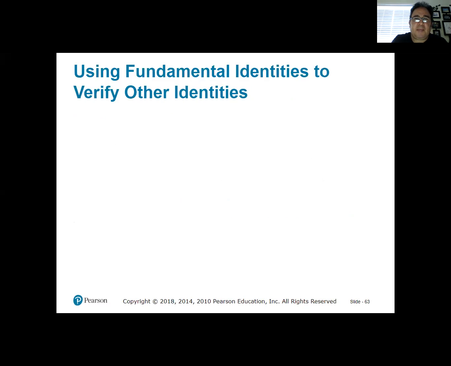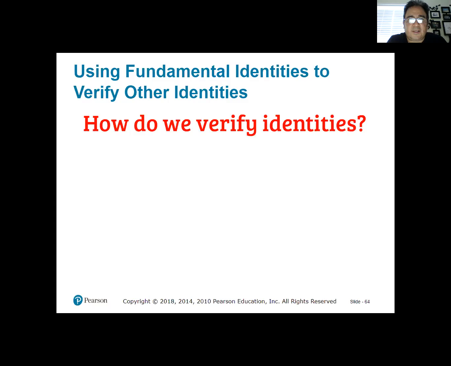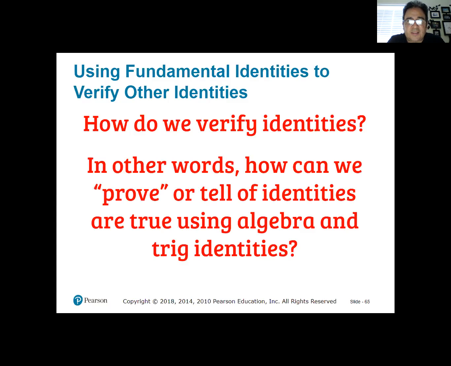Using fundamental identities to verify other identities. So let's take a look here. How do we verify an identity? Verifying an identity is basically you're doing an algebraic proof. You're trying to prove that the two sides are equal to each other, that both sides of your identity are equal to each other.